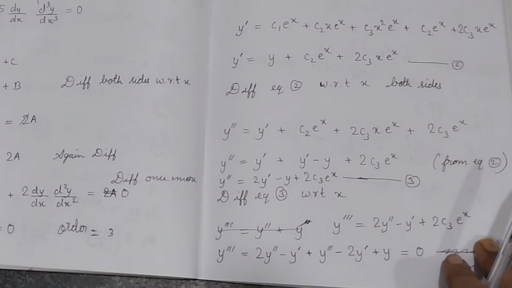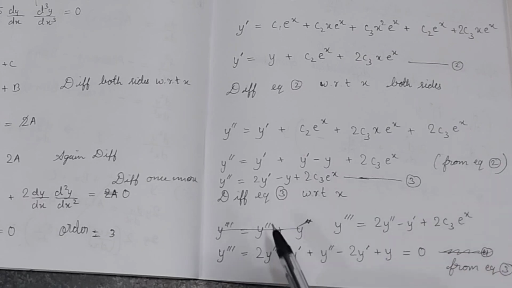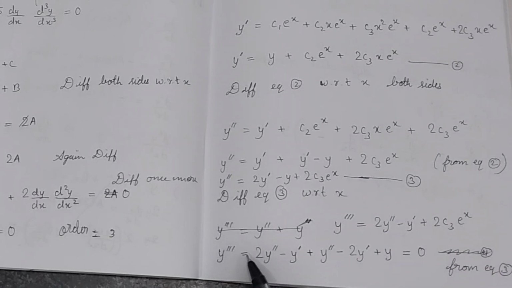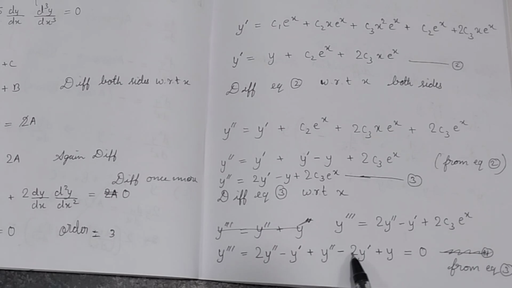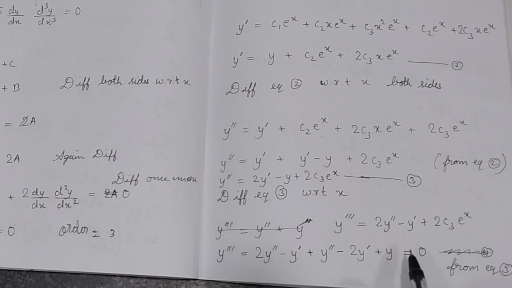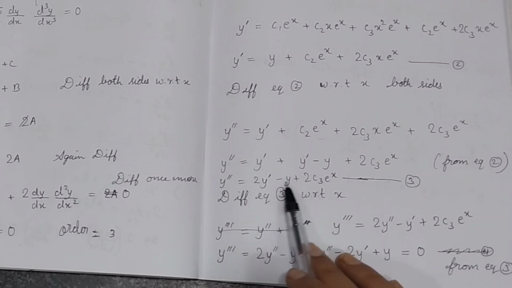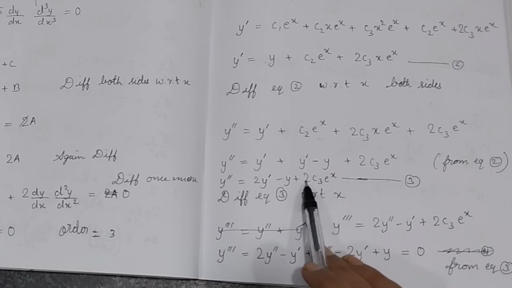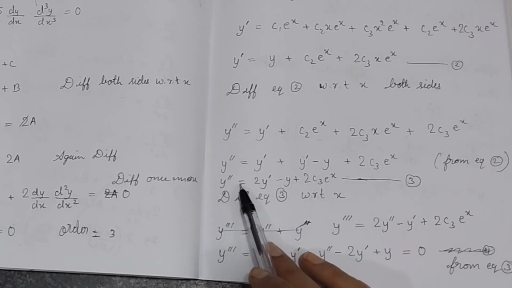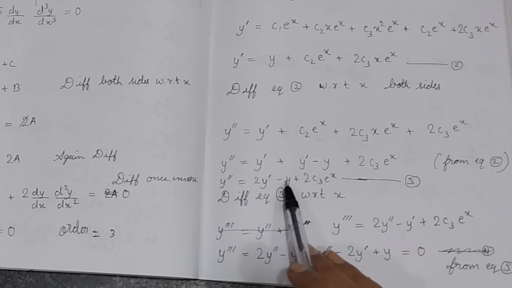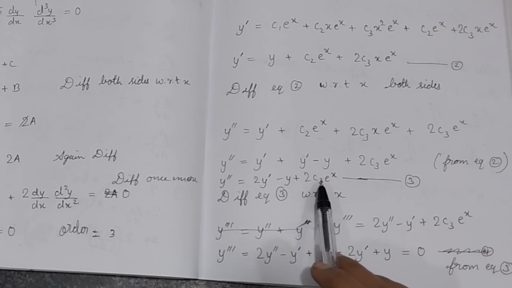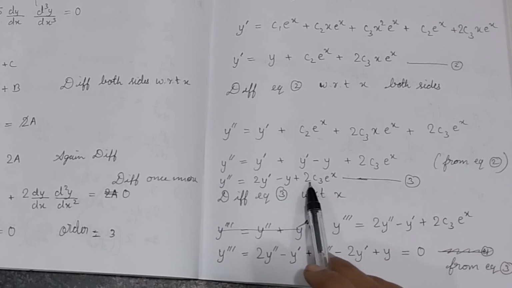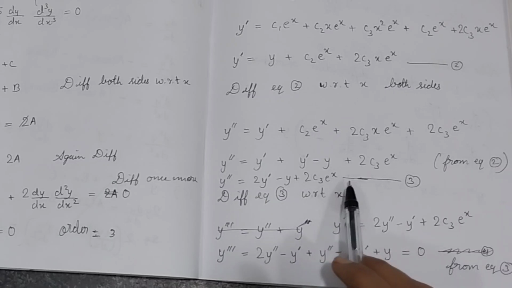Now from the equation 3 we can write 2c3 e raised to x as y double dash minus 2y dash plus y. We can write it like that. So y triple dash is equal to 2y double dash minus y dash plus y double dash minus 2y dash plus y, and we substitute this for 2c3 e raised to x.